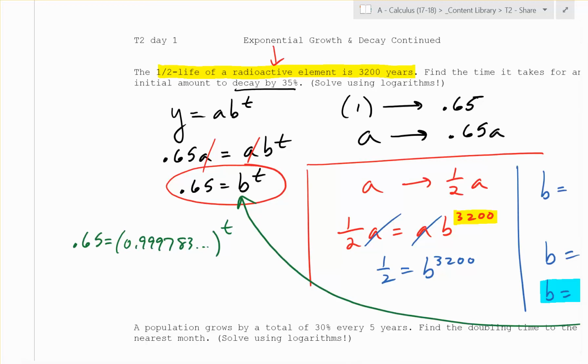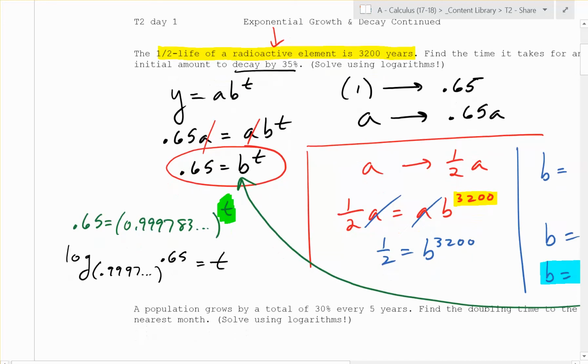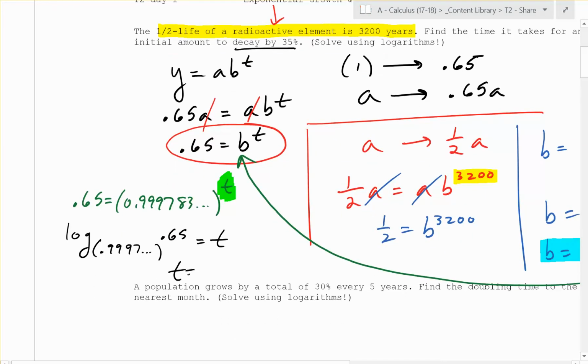So what we're solving for here is this t value, which will tell us how long it takes for it to decay by 35%. So now this is an exponential equation, so you need to turn it into a log equation, and that's going to be log base 0.9997 of 0.65 is equal to t. And how do you plug that into your calculator? Well, that's going to be t is equal to log of 0.65 over log of 0.9997. And remember, you need all those decimals.